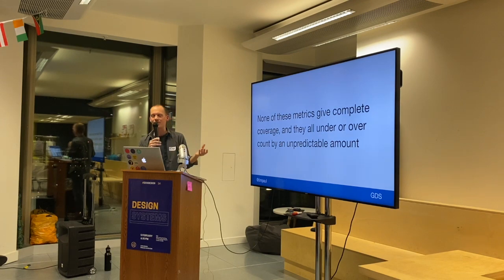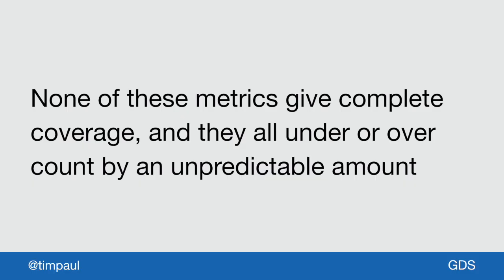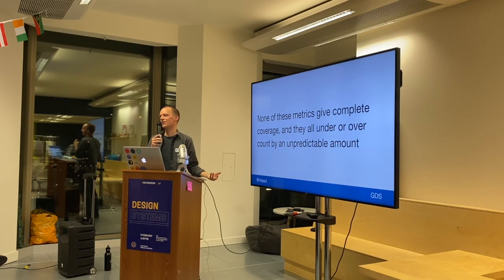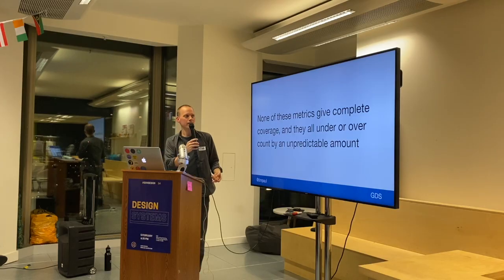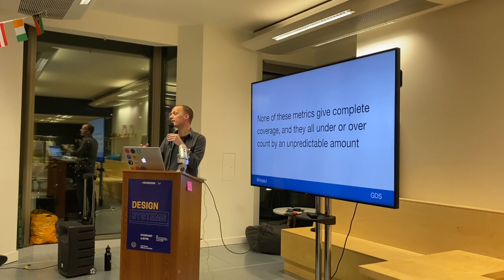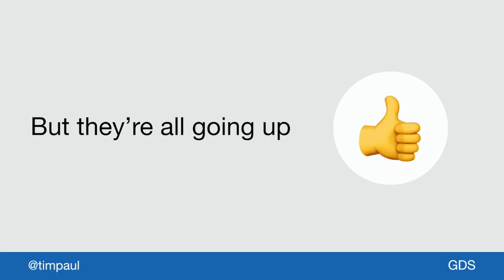But hopefully you're getting a picture that the problem with all of this stuff is that none of these metrics give complete coverage, and you don't know by how much you're missing. We don't know what proportion of government services aren't on GitHub. So they all under or overcount by an unpredictable amount. So we have to be very careful about what we infer from this stuff. So what we've tended to do, because we're trying to build a business case, is to just be conservative in every estimate, go with a lower number. But the good news is all of those metrics are going up, so that gives us confidence that we're doing the right thing.